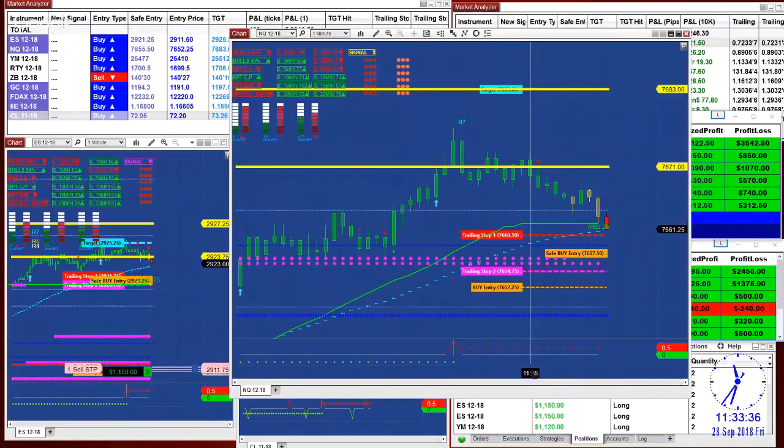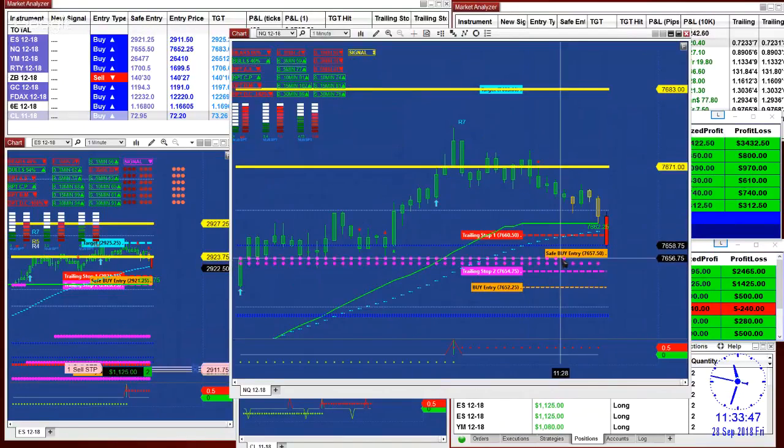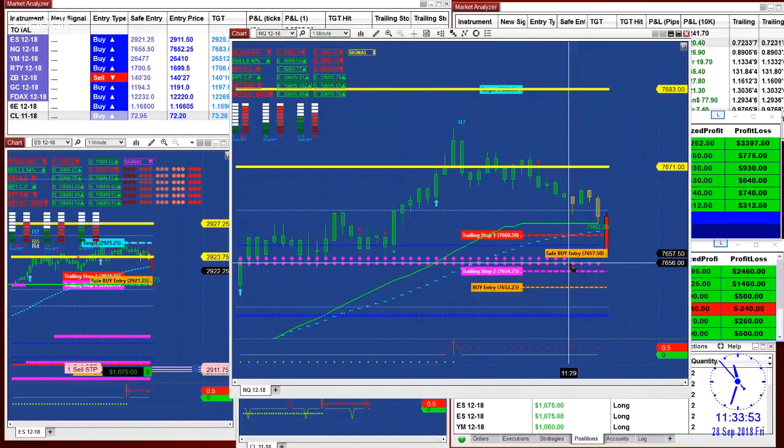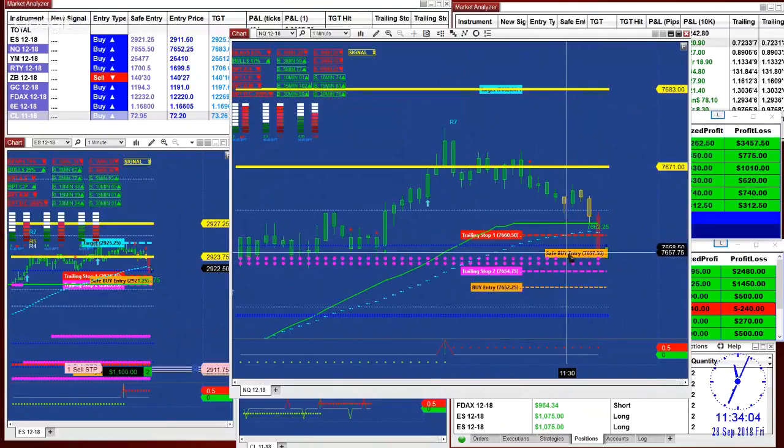You're always aware of what's going on. They're pushing it down. Let's see. Now this is our official re-entry point. Let's see if we're going to be generating any new signals. This is our re-entry point, the buy safe entry on the Nasdaq.